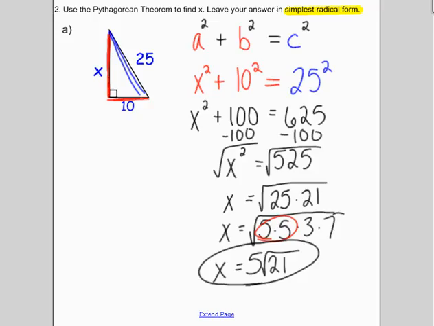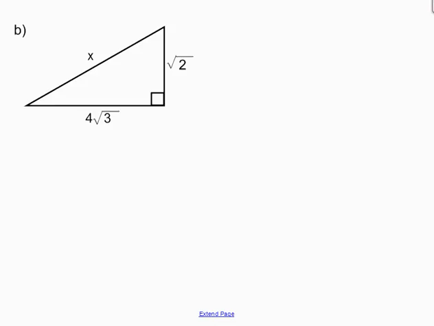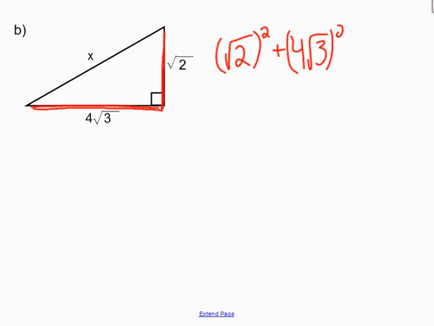To get a little more challenging, we're going to put radicals in the mix. So remember the Pythagorean theorem, you take your two legs, whatever they are. So radical 2 I got to square, plus 4 radical 3 equals x squared, the hypotenuse. So just a review, if I'm squaring and square rooting, they undo each other. So what I'm left with is just 2.